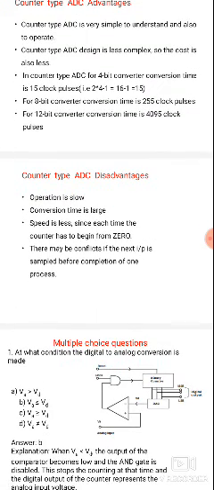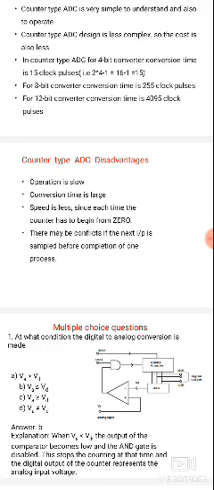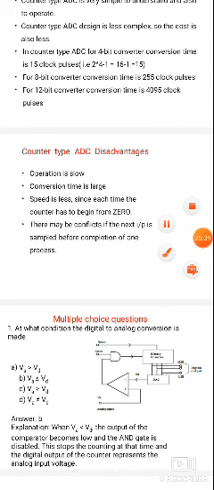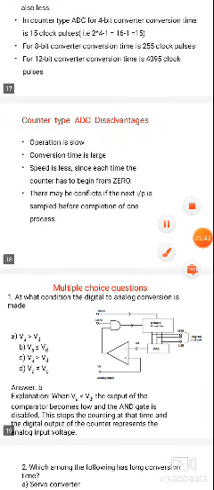The requirement of clock pulses depends on 2 power n minus 1. Here n is equal to 4 bits. The 4-bit counter requires 15 clock pulses: 2 power 4 is 16, and 16 minus 1 is equal to 15. So a 4-bit counter requires 15 clock pulses.